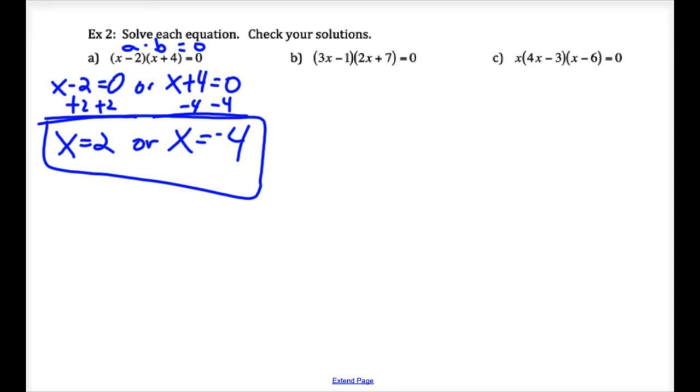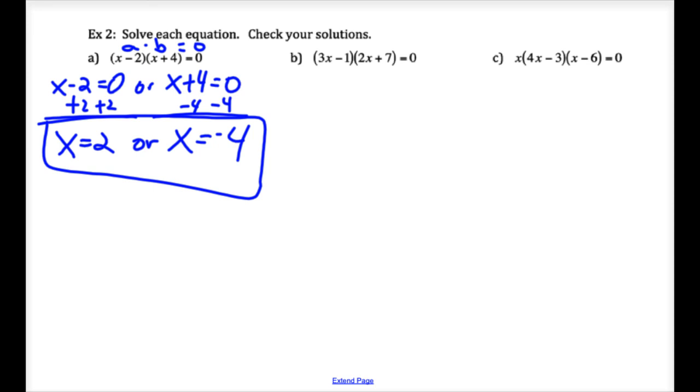All right, that makes 0. What's 2 plus 4? 6. What's 0 times 6? 0. So it checks. Now take the other solution, Nico, and check it. What's negative 4 minus 2? Negative 6. What's negative 4 plus 4? 0. What's negative 6 times 0? 0. It checks. And you can do it in your head, people.